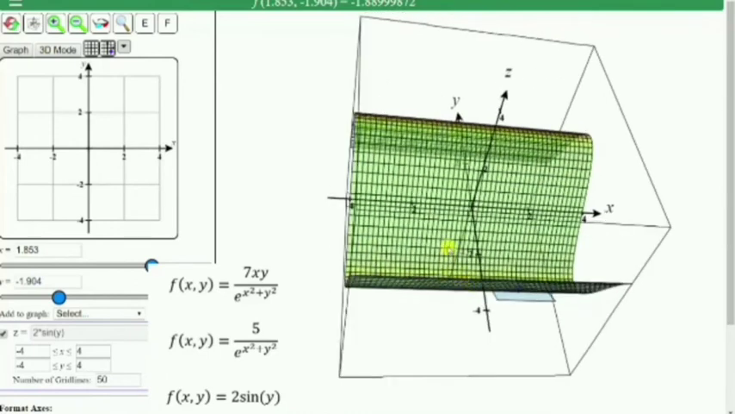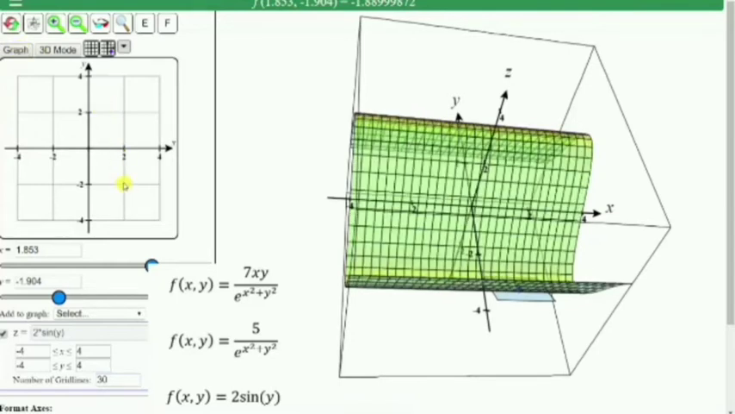Let's reduce the number of grid lines so we can more easily see the tangent plane. Let's change the number of grid lines back to 30. And click graph. And now we'll click on a point in the trace plane, maybe 2, negative 2, and now we'll animate the tangent plane.